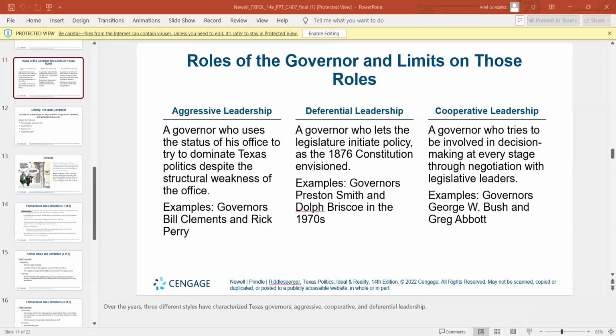But there are different ways that governors, both past and present, have been able to adapt and operate in terms of how they perform their duties. So let's take a look at aggressive leadership first. This is defined as a governor who uses the status of his office to try to dominate Texas politics despite the structural weakness of the office. Examples would be Governor Clements and, more recently, Governor Rick Perry.